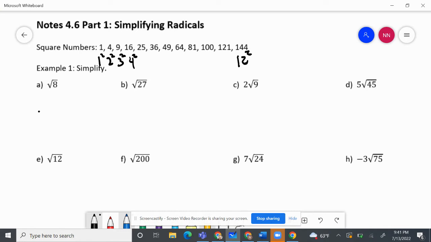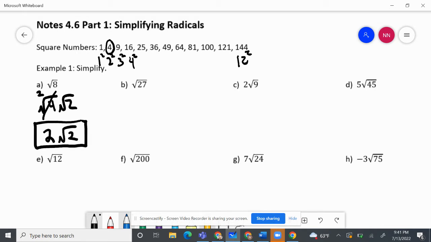So 8 would be 4 and 2. 4 times 2 gives us 8, and notice that 4 is one of the square numbers. Now, why we want square numbers is because we can take the square root of square numbers. The square root of 4 is 2. So that means that we have 2 square root of 2, and that's how it simplifies.